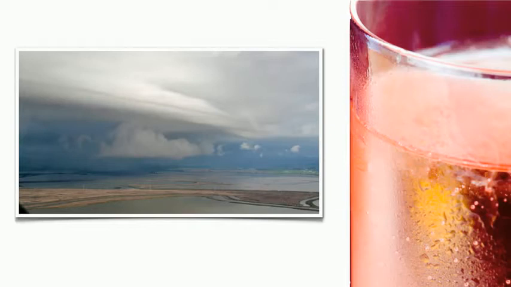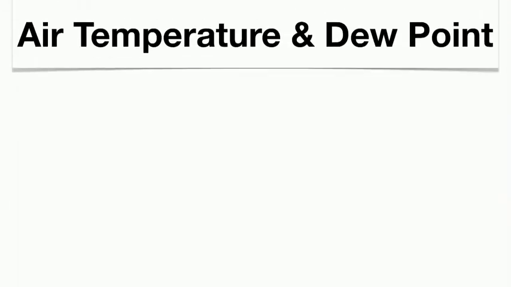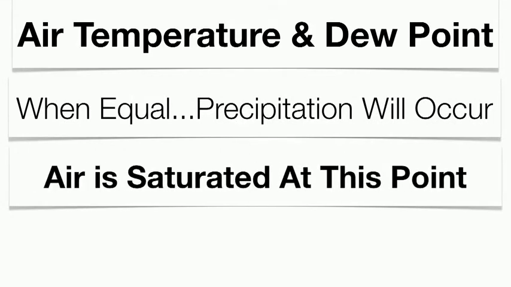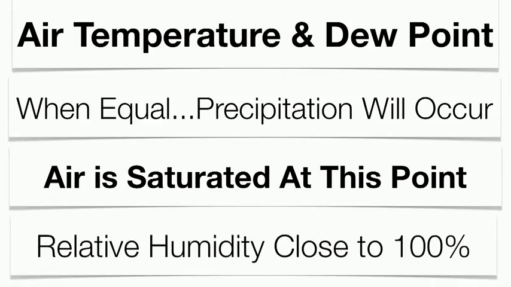You take a cold glass of soda out of the refrigerator, and what's going to happen is you're going to get little beads of sweat on the outside of that glass. Well, the air touching that cold glass has cooled to what we call the dew point. Now, air temperature and dew point have a nice little relationship with each other. When they're close together, and in many cases when they're equal, we know precipitation is going to occur. We say the air is saturated and the humidity outside is going to be close to 100%.